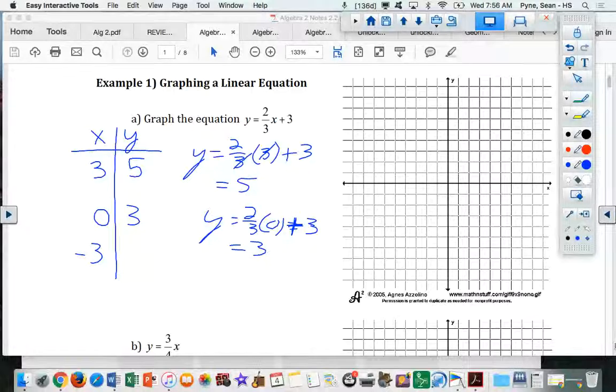And for my last one, when I plug in -3, I'm going to get 1. Guys, I expect to see a table. I expect to see the x and the y values. I expect to see it graphed. Do I need to see the work for this part? Not really, not yet. There will be problems I will need to, but not these. And now I plot them. So the first one is 3, 5. Then 0, 3. And -3, 1.